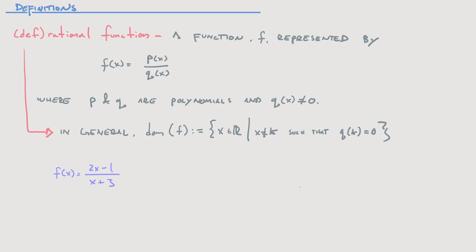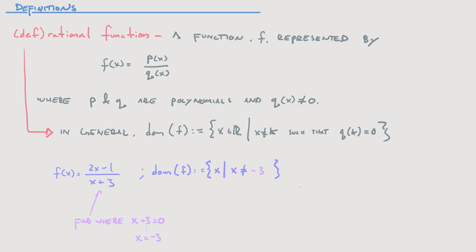Suppose f of x is equal to 2x minus 1 divided by x plus 3, right? And what I want to do is find the domain. I just need to figure out, well, what makes x plus 3 equal to 0? So I'll set x plus 3 equal to 0, and I'll solve for it. You just have to subtract 3 from both sides, and you get that x is equal to negative 3. So that's the thing that x can't be equal to. And that's it. That's all you have to do to find the domain of a rational function.